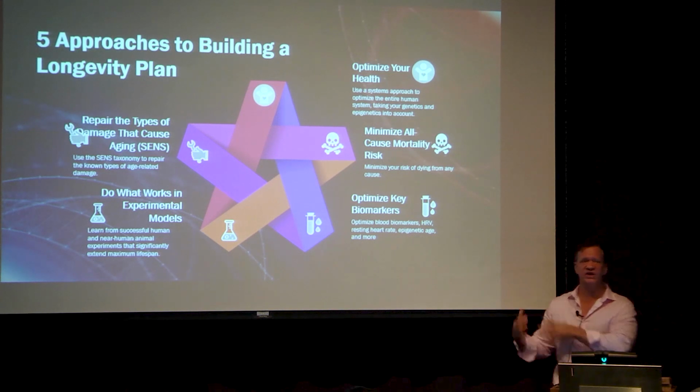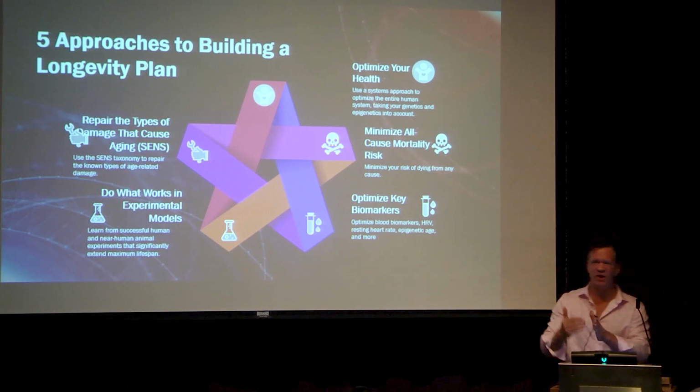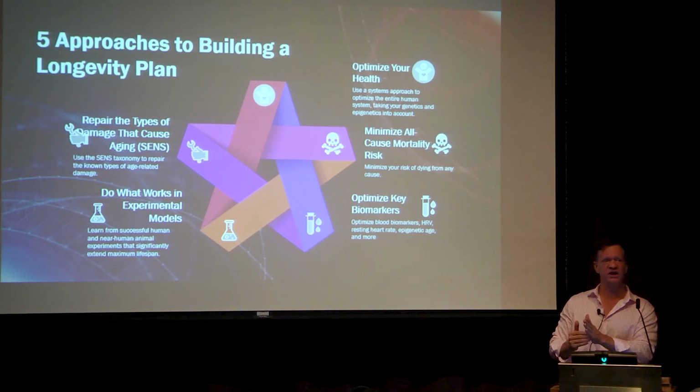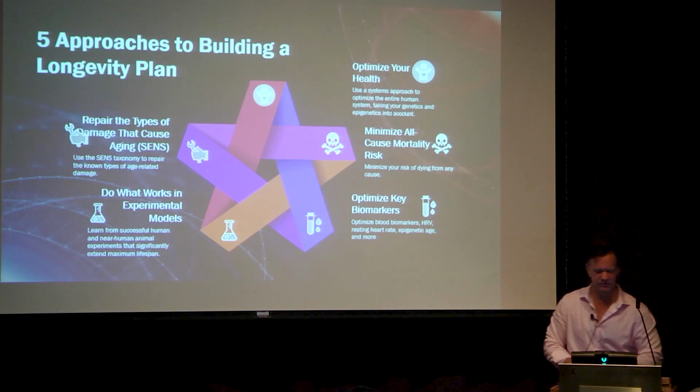Then you take all of the interventions from all 5 of these different approaches and you say, okay, how do I prioritize them? What's going to work for me, right? What do I actually need to be most concerned about? And then use that to build an actual plan for your own longevity.